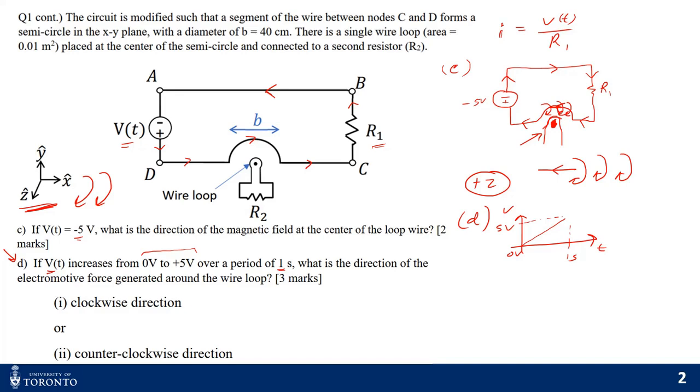So let's understand the problem. As we are increasing the voltage from 0 to 5 volts, there will be an increasing current, right? Since I know my current is proportional to the voltage, because R1 is fixed, as my voltage is increasing, my current should also increase, right? So as I am increasing my voltage, my current is increasing.